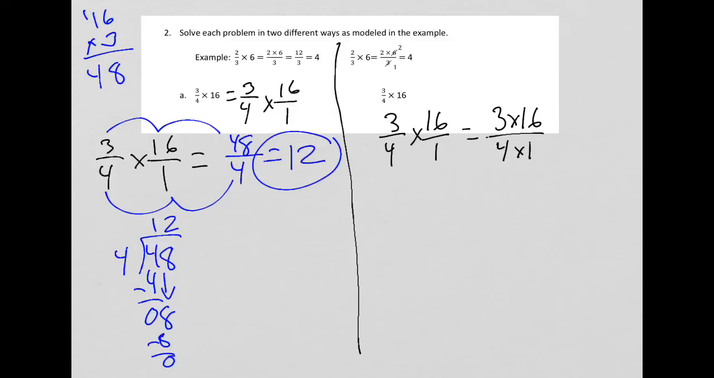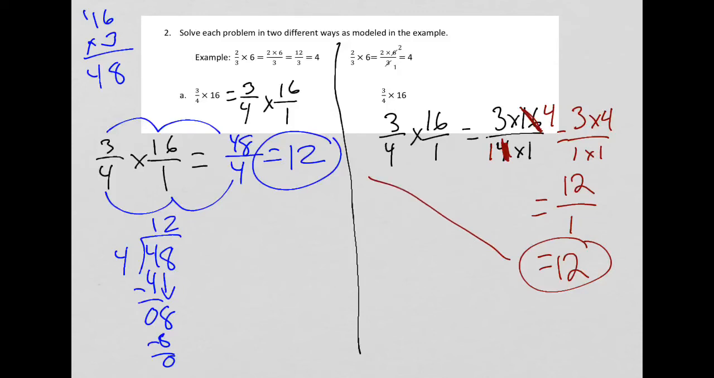So I can do 4 divided by 4 and get 1. And I can do 16 divided by 4 and get 4. So my new equation that I have here is 3 times 4 over 1 times 1. And I just rewrote it so you can see it a little clearer. It's a little messy here. So then when I do that math, 3 times 4 is 12. 1 times 1 is 1. So I get 12 over 1, which gives me 12. And you can see here we got the same answer both ways.